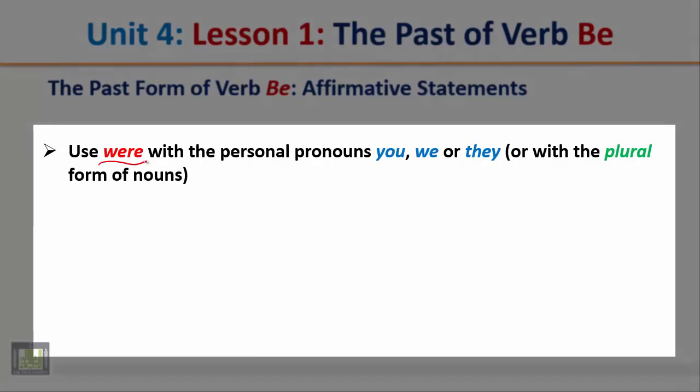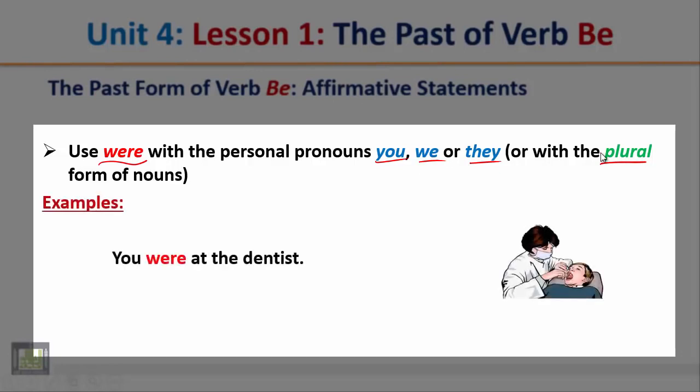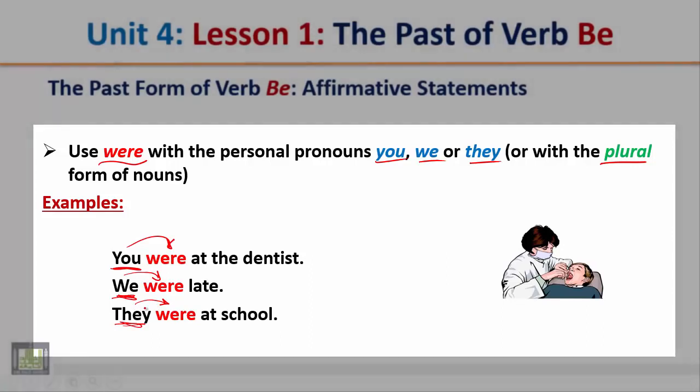Use were with the personal pronouns you, we, they, or with the plural form of nouns. Examples: you were at the dentist. Notice here, after the subject pronoun you, we use were. We were late. Again, after the subject pronoun we, we use were. They were at school. Again, after the pronoun they, we also use were.